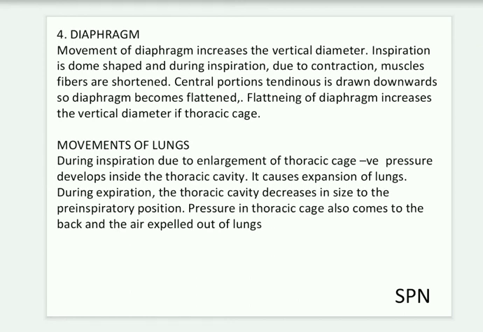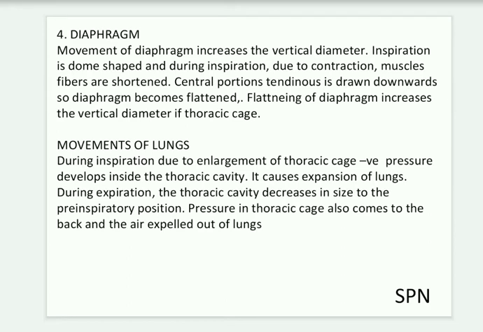The diaphragm is the most important. Movement of the diaphragm increases the vertical diameter. At rest it is dome shaped, and during inspiration, due to contraction, the muscle fibers are shortened. So the central tendinous portion is drawn downwards, and the diaphragm becomes flattened. The flattening of the diaphragm increases the vertical diameter of the thoracic cage.